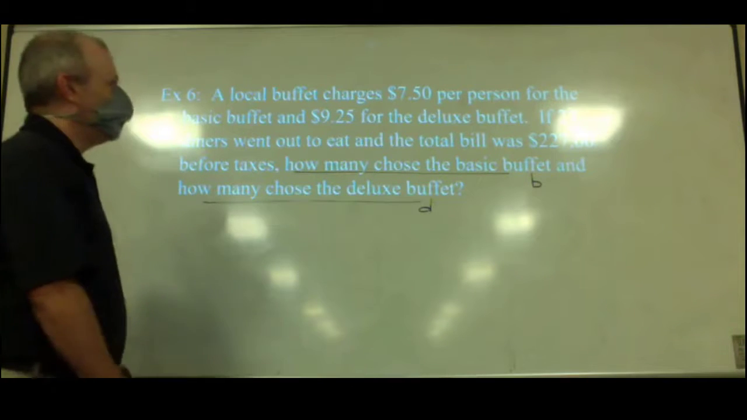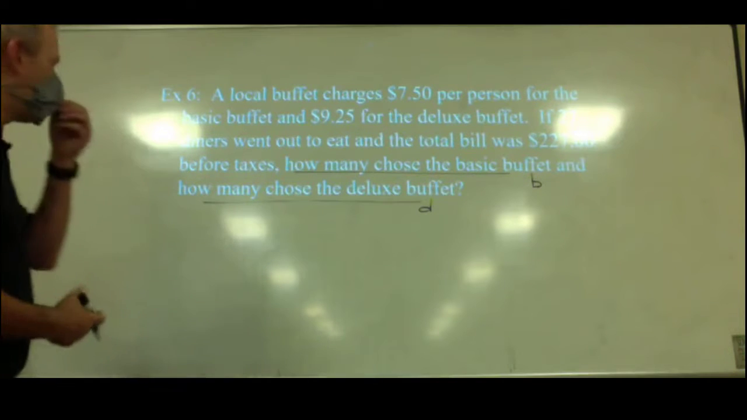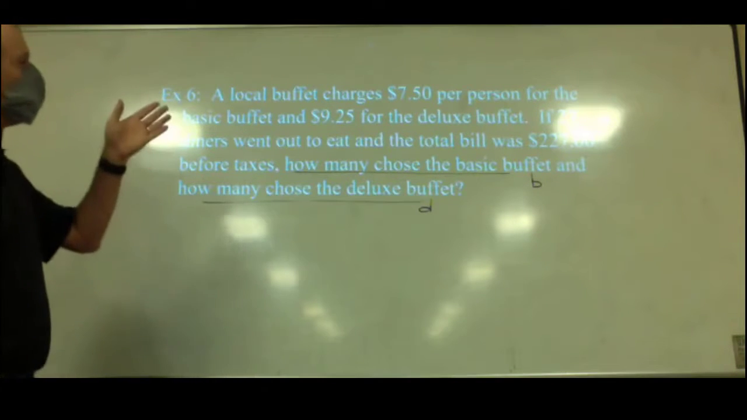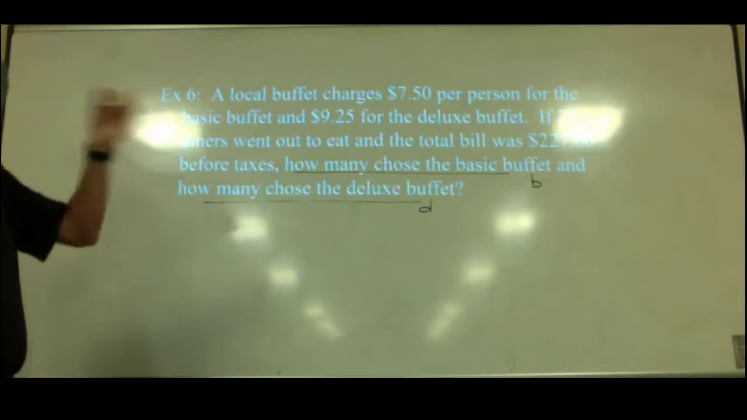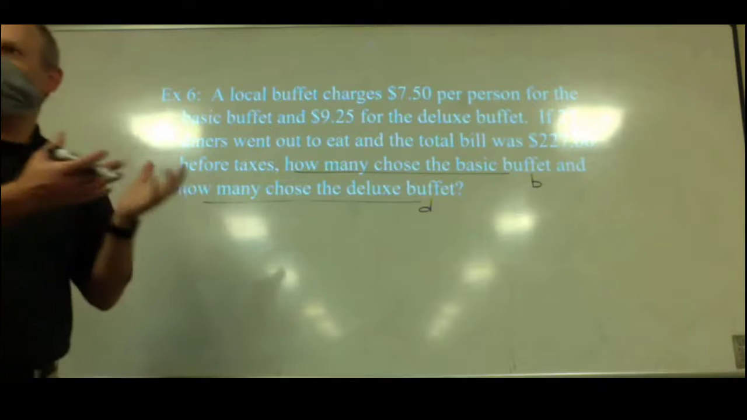All right. Let's read through this again and see if we can come up with some equations that will help us. A local buffet charges $7.50 per person for the basic buffet and $9.25 for the deluxe buffet. Well, that gives us information, but nothing really pertaining to an equation.